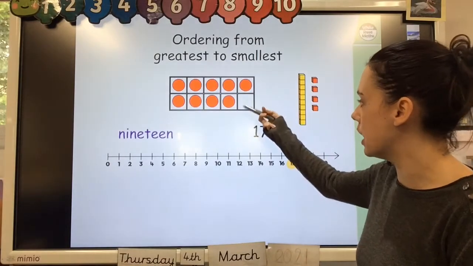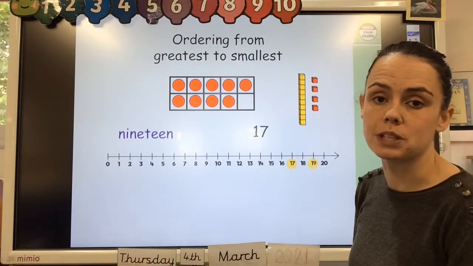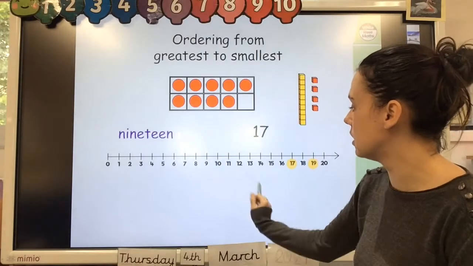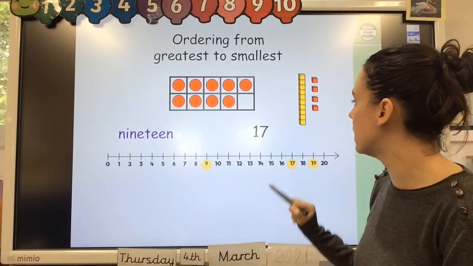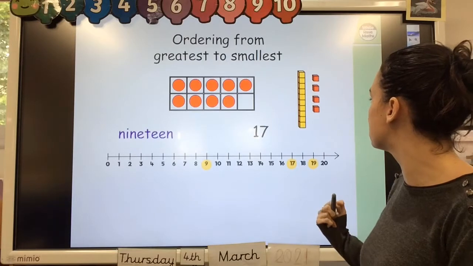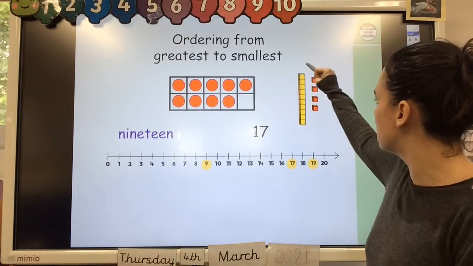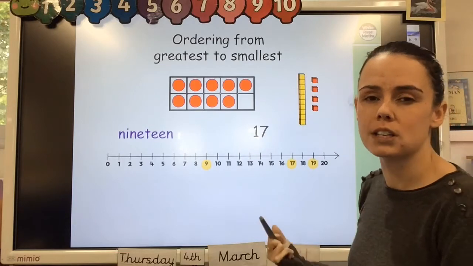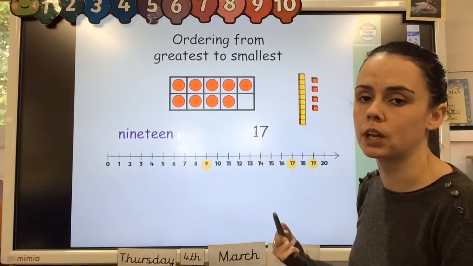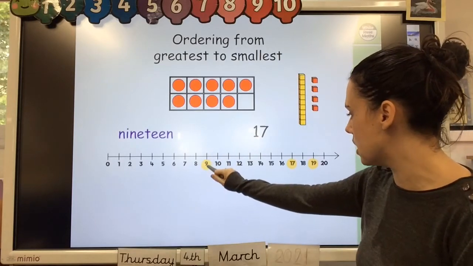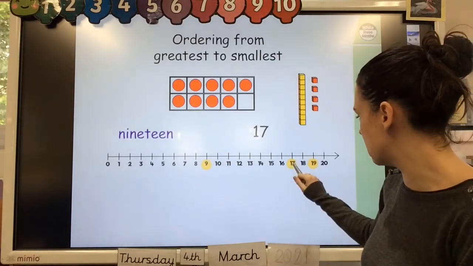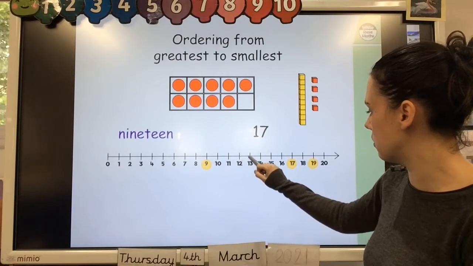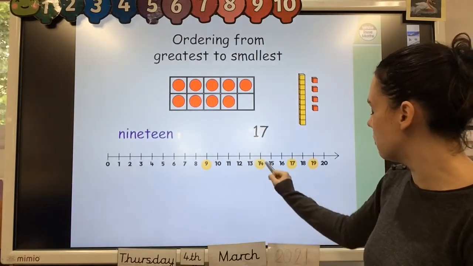Let's do number 9. So, number 9 is below 10. I know it's 1 below 10, so I'm going to find 10 and go here. That's number 9, which means this one is left, and that is number 14. Where does number 14 go? Well, we know it's more than 9. It's less than 17, so it has to be one of these numbers. So 10, 11, 12, 13, 14.